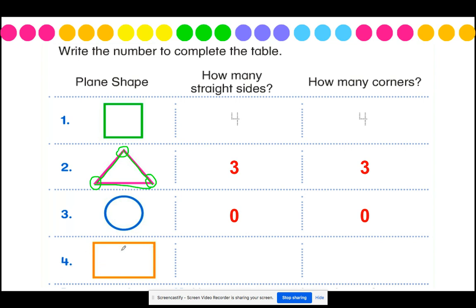Let's go to question number 4. In question 4, we have what shape, boys and girls? Shout out what shape it is. I hope that you said it is a rectangle. Now count with me our straight sides first. Let's begin. 1, 2, 3, 4 straight sides. Now let's count those points, or what we will now call corners. Count with me. 1, 2, 3, 4.